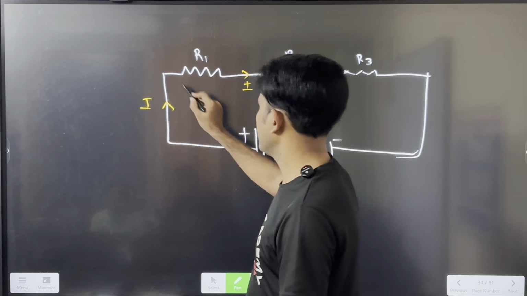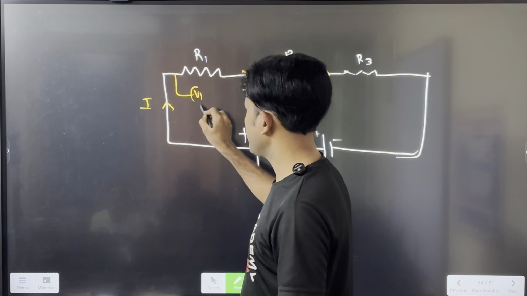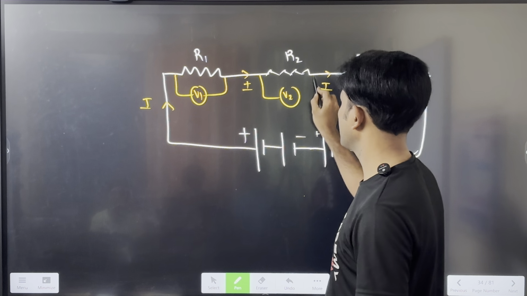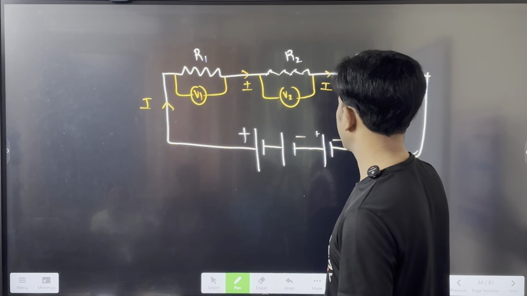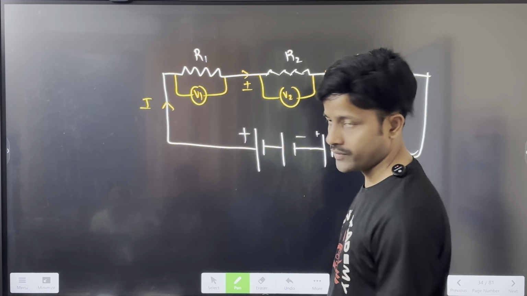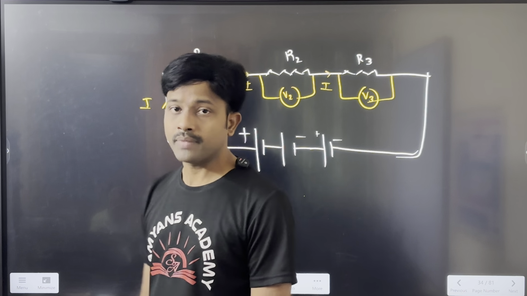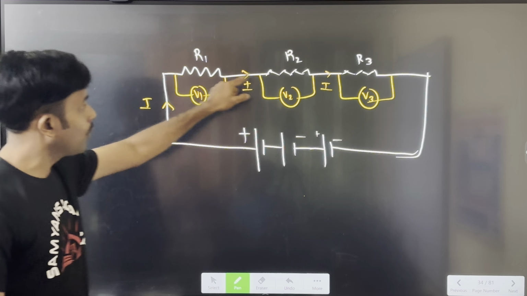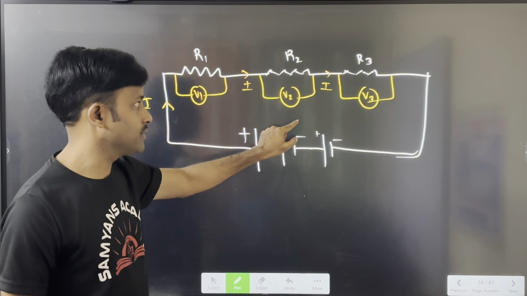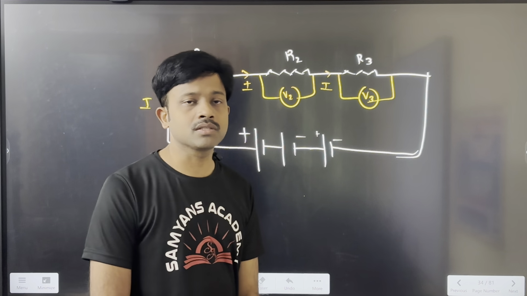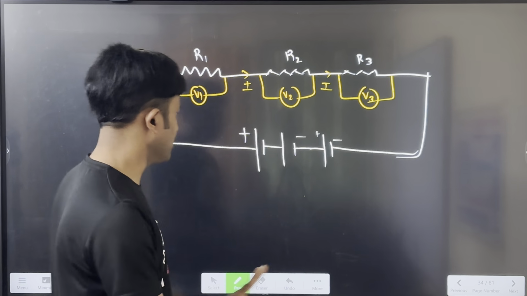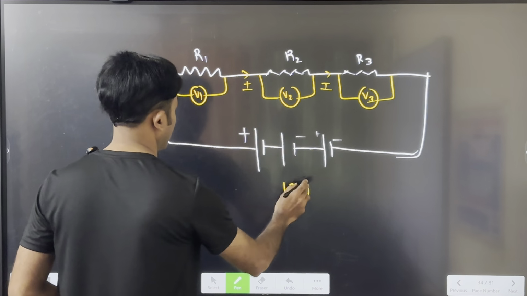For the R1 resistor the voltage drop is V1, for the R2 resistor the voltage drop is V2, for the R3 resistor the voltage drop is V3. The voltmeter we connect in parallel, right? Let us assume the battery voltage is 12 volt. Everyone please assume that the battery voltage is 12 volt.